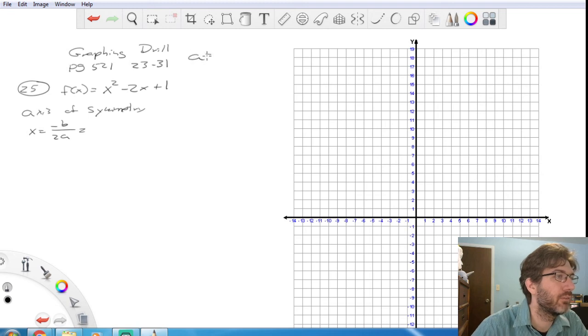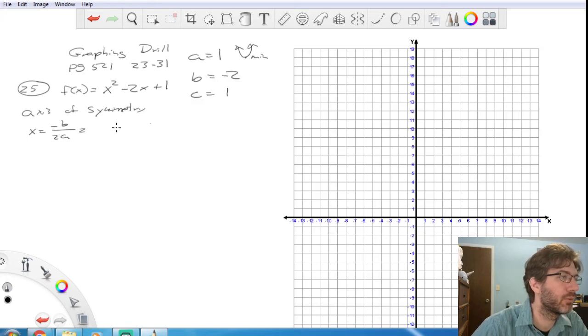So we have our a value is +1, which means we should be looking at it opening upwards and having a min. B value is -2, and C value is +1. So we're going to get negative B, which is 2, and 2 times A, which is 1.